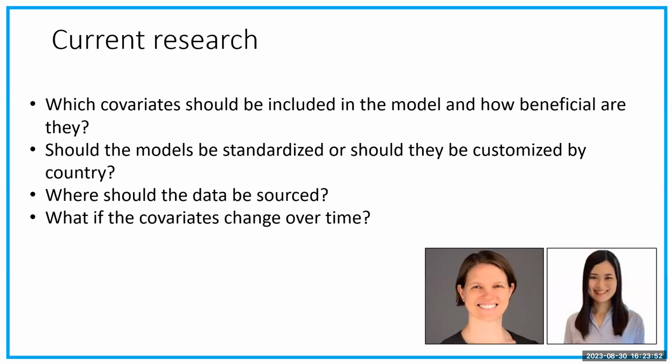Another part of the research is deciding where the variable data should be sourced, as consistency is really important. And also, what do we do if the covariates change over time? These are all questions that need to be answered before we implement MBG within the Tropical Data Service.